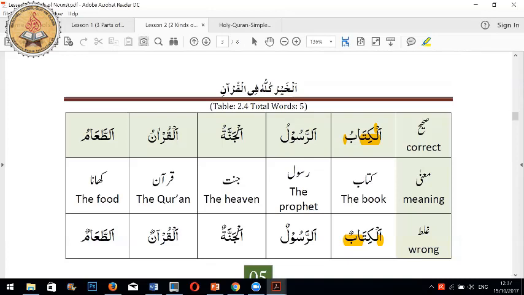Ar-rasulun. Why will it be wrong? Because with alif lam in the beginning, it cannot take tanween at the end. Al-jannatun, technically it is wrong. Al-jannatu or jannatun. Al-Quranun, incorrect. Quranun or Al-Quranu, without tanween. At-ta'amun: if I want to make it common, I will remove alif lam and it will be ta'amun.